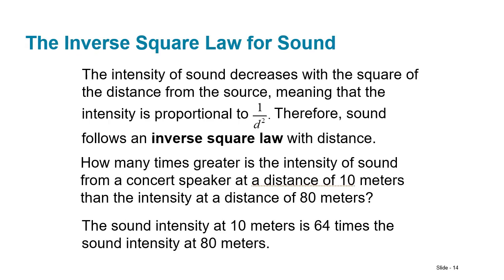How about the inverse square law for sound? The intensity of sound decreases with the square of the distance from the source. That makes sense, right? As things go further away from us, we can't hear them as well. So that means that the intensity is proportional to 1 over the distance squared. Thus, that gives us an inverse square law with distance. So how many times greater is the intensity of a sound from a concert speaker at a distance of 10 meters than the intensity at a distance of 80 meters? Well, the sound intensity at 10 meters is 64 times the sound intensity at 80 because of the difference in distance.